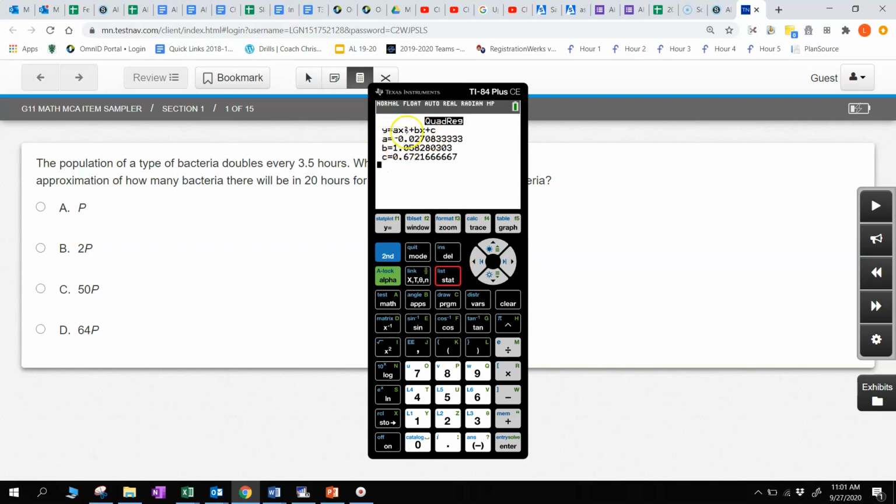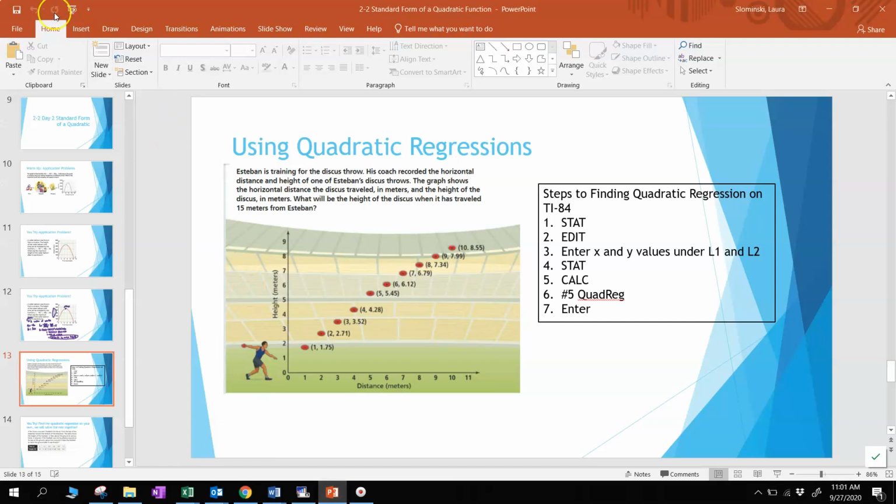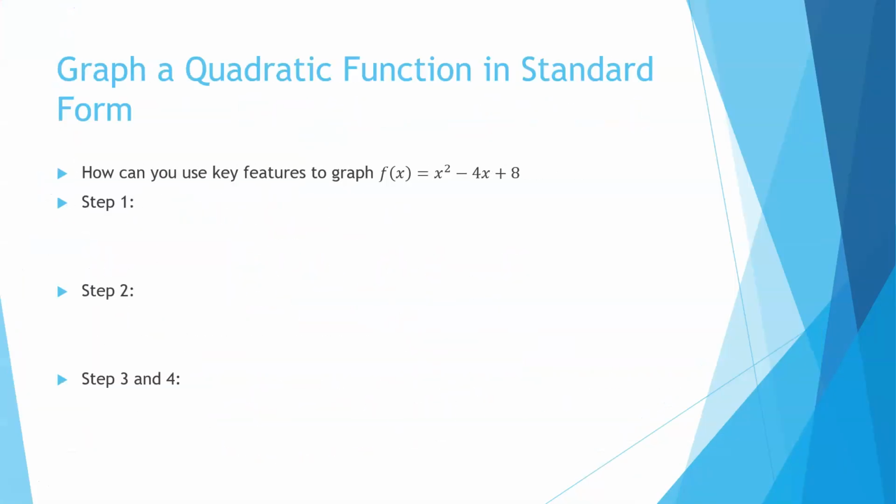So when you go to write your function, you're going to have to substitute this for the a, this for the b, and this for the c. So you do have to piece it together a little bit on your own. But now I'm going to go back to our PowerPoint. You're going to have to bear with me while I scroll to where we're at.